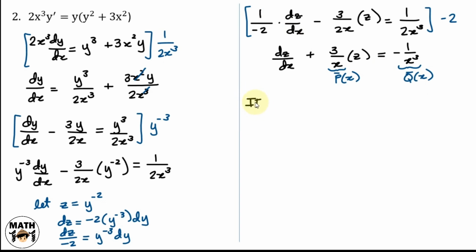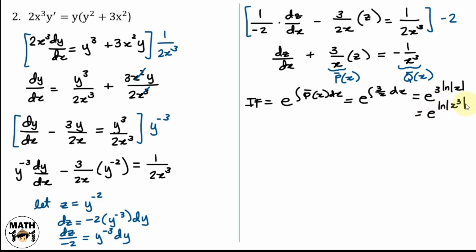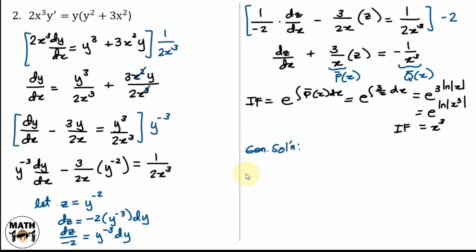Solving for the integrating factor, same lang sa ginagawa natin sa linear differential equation. Subbing the value for p, that is 3 over x dx. Solving for this integral, that is e raised to 3 ln of x. Then we can make 3 as the exponent of x. Simplifying this further, that is just x cubed. Solving for the general solution, we'll multiply the integrating factor by the dependent variable z minus the integral of the integrating factor multiplied by q bar of x, negative 1 over x cubed dx equals c.